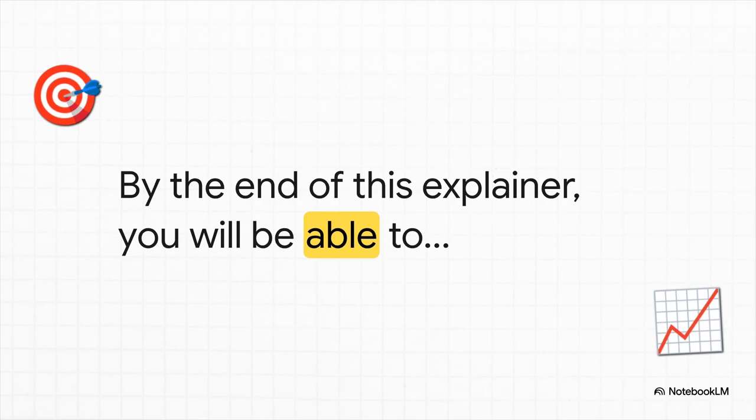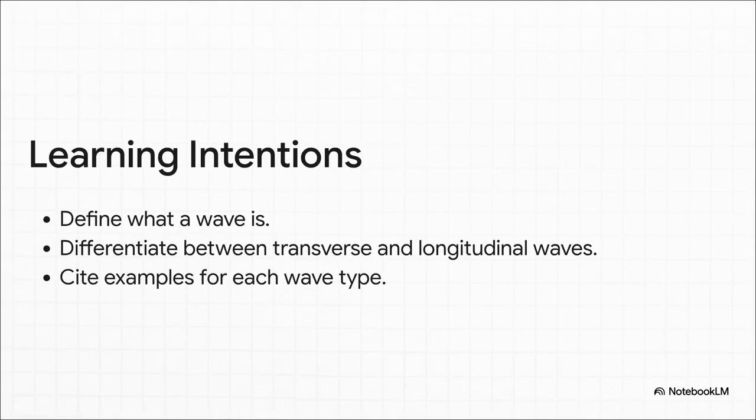So, to really get to the bottom of what's happening with those ripples, let's be super clear about what we're going to achieve today. By the time we're done here, you're going to be able to do three key things. First, you'll be able to define exactly what a wave is. Second, you'll know the difference between the two main types. We're talking transverse and longitudinal waves. And third, you'll be able to name some real-world examples for each. Sound good? All right, let's jump in.